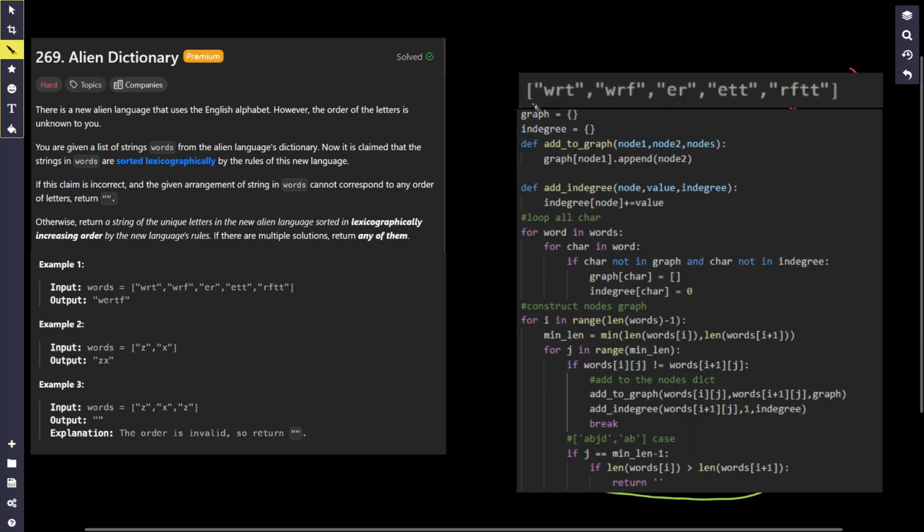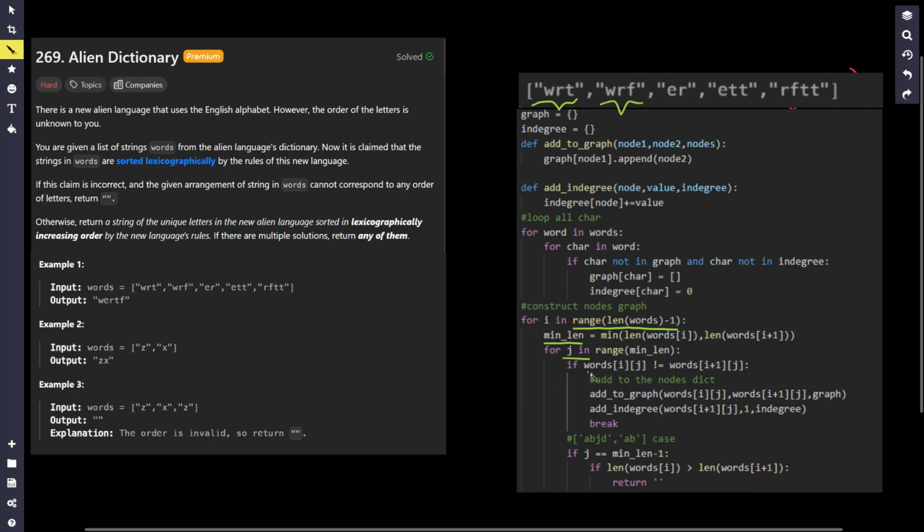I need to scan the entire array one more time. This time I scan up to the second last element because every time I'm comparing the current word to the next word. So that's the reason I is in the range length of words minus 1 here. One thing to keep in mind is that we need to find the minimum length between the current and the next word to avoid the index error.